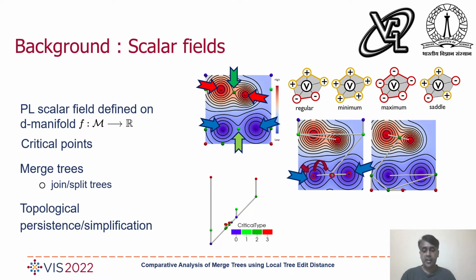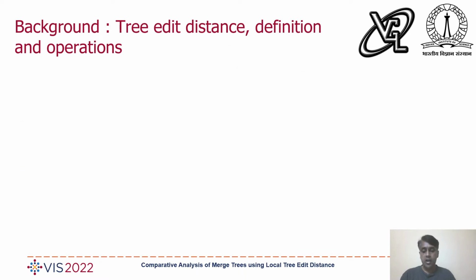The persistence diagram consists of these pairs represented as points in 2D plane with creation and destruction values as their coordinates. The low persistence pairs, which are nearer to the diagonal, can be treated as noise and they can be simplified. Our proposed distance measure is based on edit distance between rooted unordered trees.